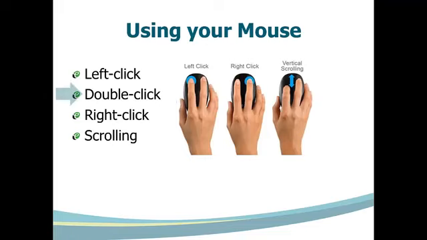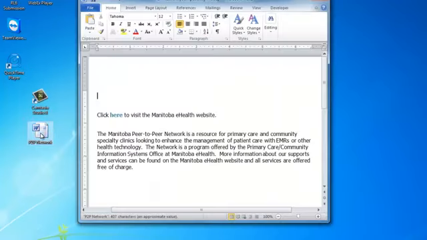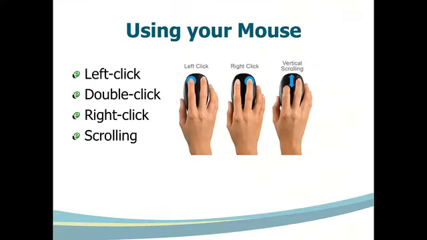Clicking the left mouse button twice in rapid succession is called a double click. This function is used to open items on your computer, such as when opening a file or opening a program from your desktop. Many programs, including EMRs, offer extra mouse functionality using the right mouse button.